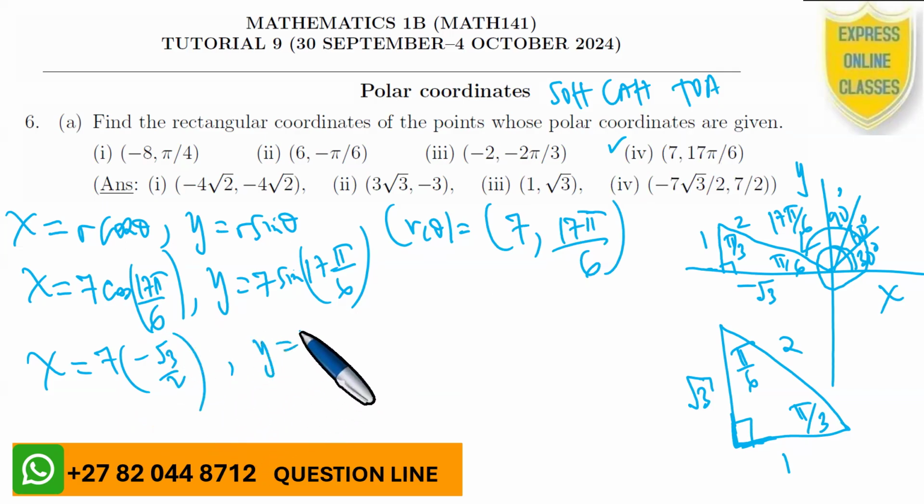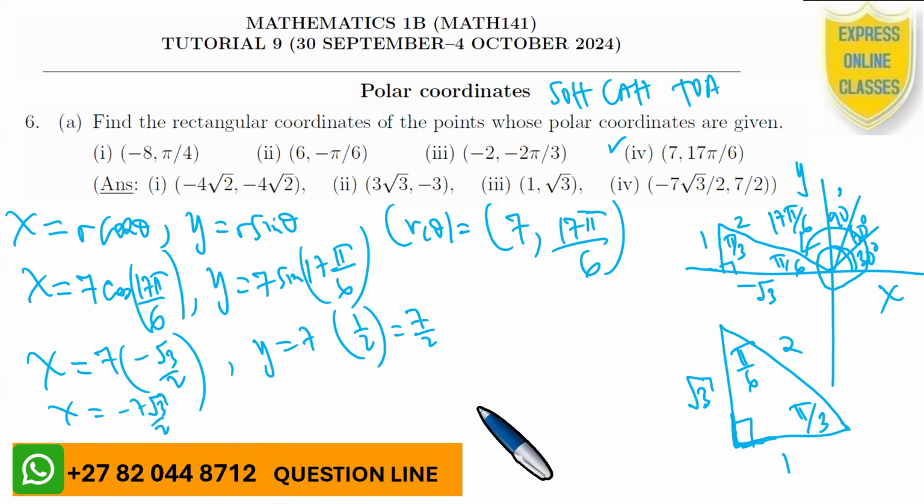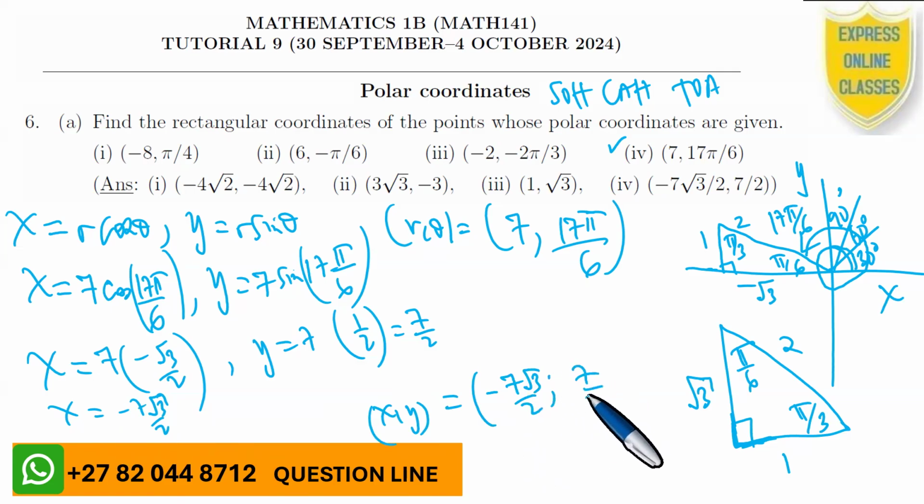Okay, and then you have 17. Then the sine is opposite over hypotenuse, which is minus 7, the square root of 3 out of 2. So that when you have x, y, 3 out of 2, 7 out of 2, which is exactly this answer here.